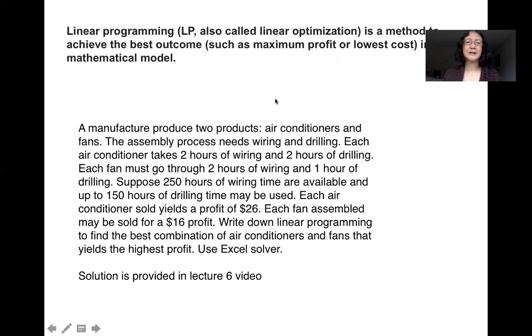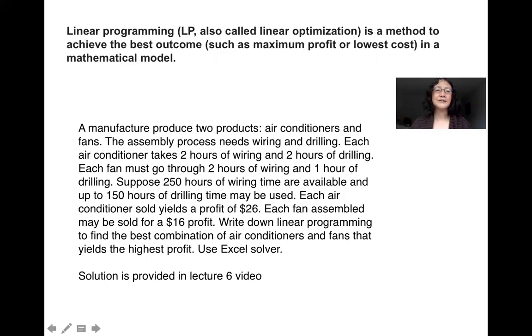So the last topic is linear programming. And this topic, so what is linear programming? It is also called linear optimization. It is a method to achieve the best outcome in a mathematical model. The best outcome usually we refer to as maximum profit and minimum cost. This is the example.